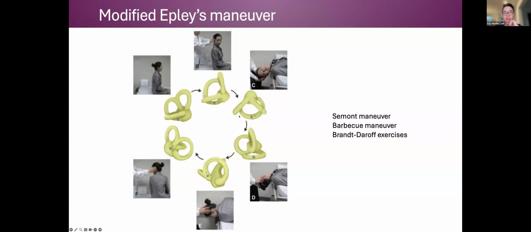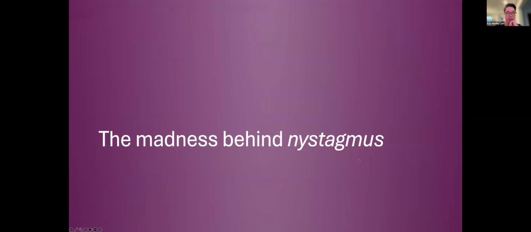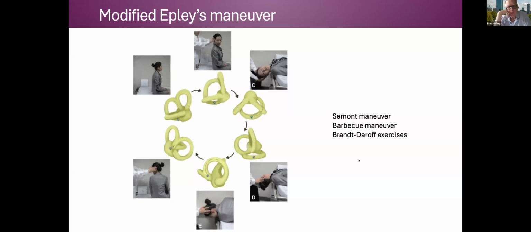And then you want to maintain each of these positions for at least 1 to 2 minutes, or until the nystagmus and the vertigo have resolved. Other treatments include the Semont maneuver, the Gufoni maneuver, and Brandt-Daroff exercises for patients with BPPV.